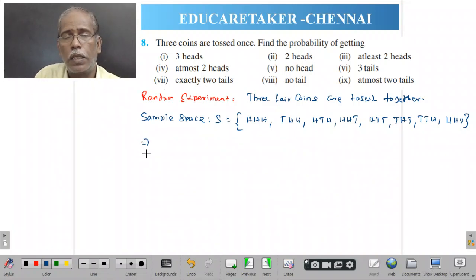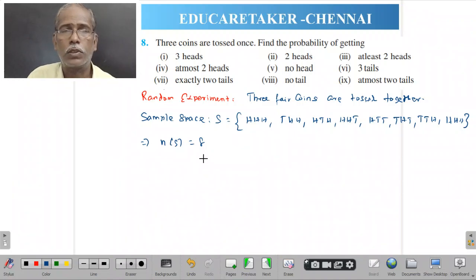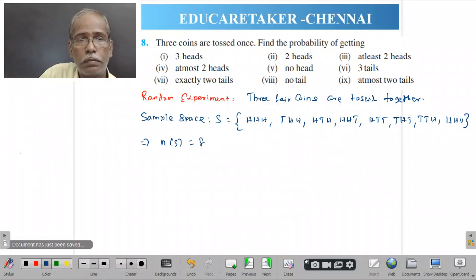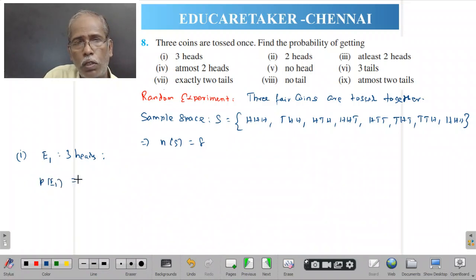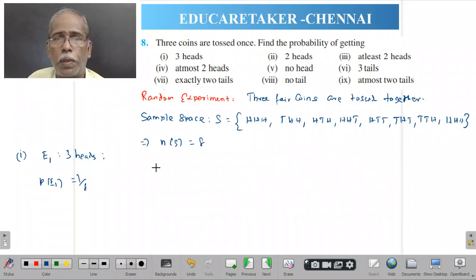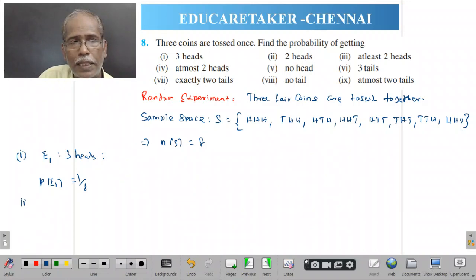And what is the number of equally likely sample points? That is n of S equal to 8. How to obtain 8? 2 into 2 into 2, so 2 power 3 is 8. Now we will discuss one by one. Question number 1. For question number 1, we take event E1, 3 heads. 3 heads mean only one possibility, that is P of E1 is 1 out of 8, correct? What is the probability of getting 3 heads? 1 out of 8.